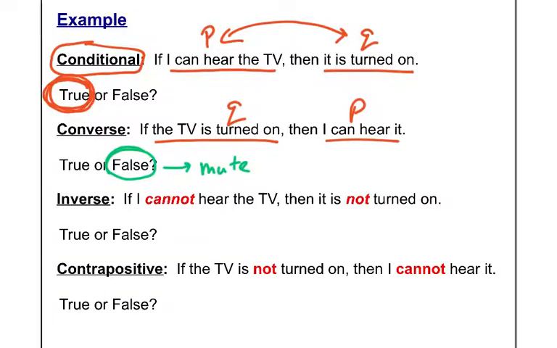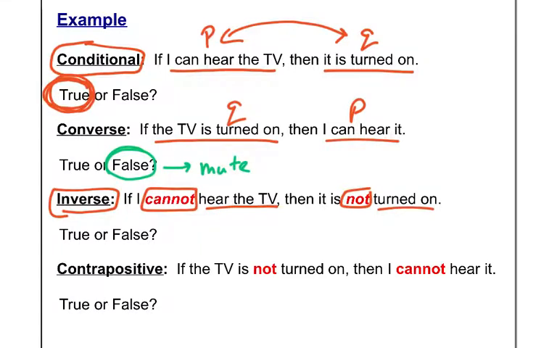Okay, cool. How about the inverse? Remember, for the inverse we're going to take P but make it not, and take Q and make it not. If the conditional was "if I can hear the TV, then it is turned on," the inverse says "if I cannot hear the TV, then it is not turned on." That would be the inverse: if not P, then not Q.